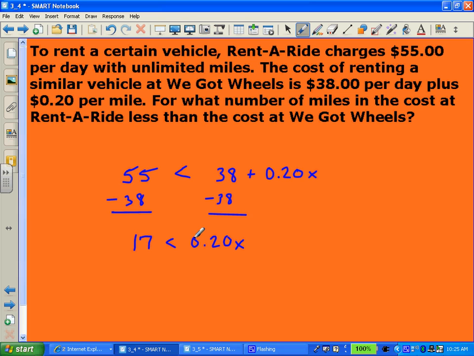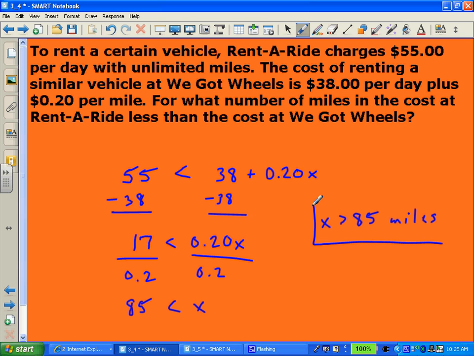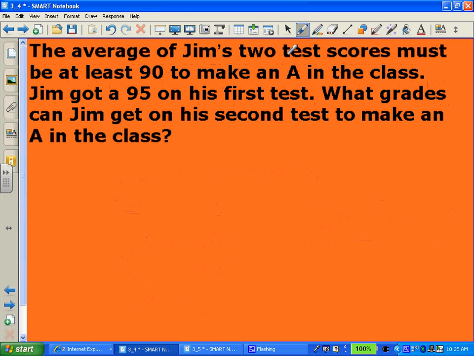So we'll do that to both sides. And I believe that's going to come out to be 85, but let's check it. Yep, 85. So this says x greater than 85 miles. So if I'm going more than 85 miles on my trip, then I should rent from Rent-A-Ride. If I'm going less than that, I should rent from We Got Wheels.